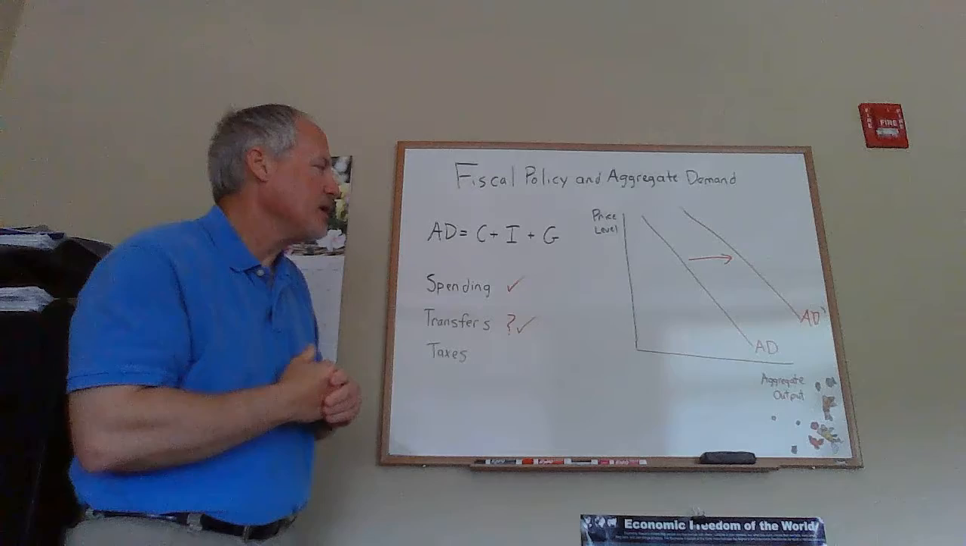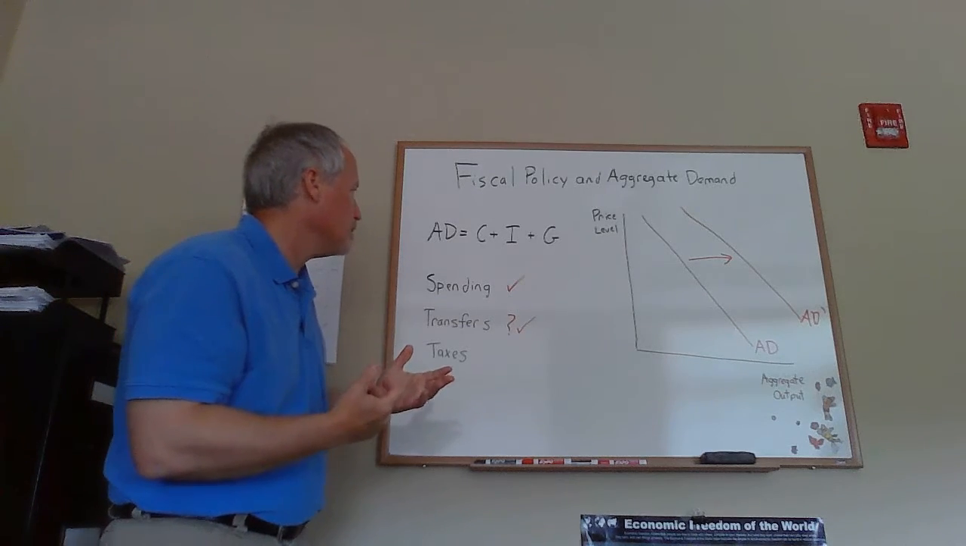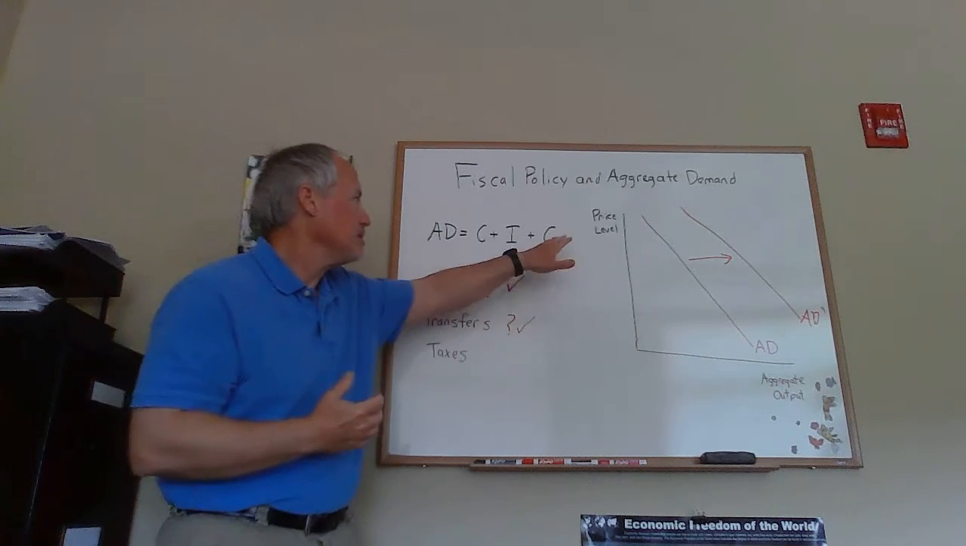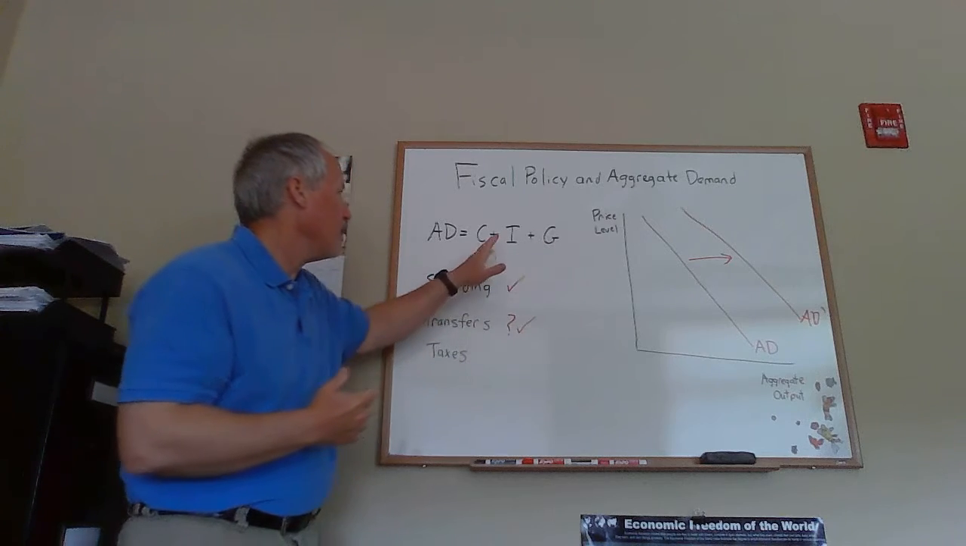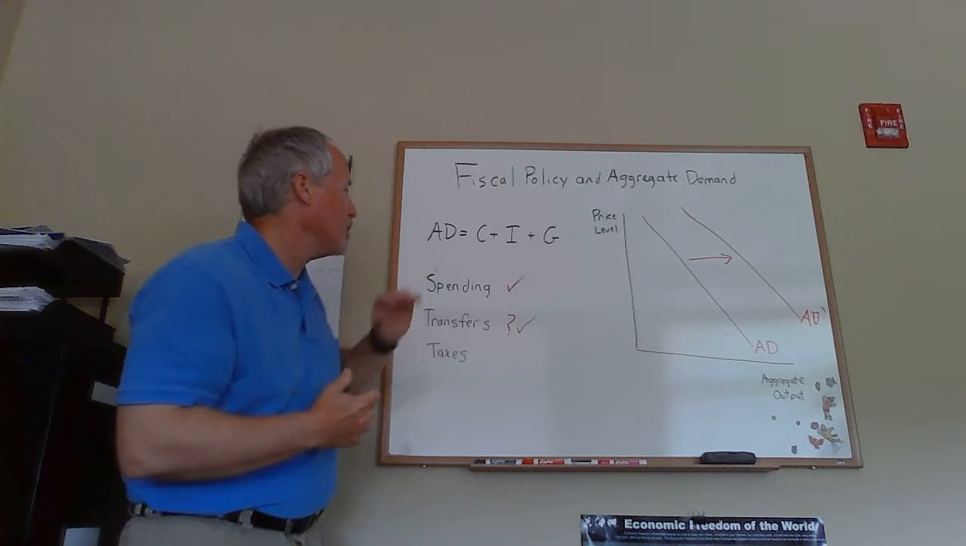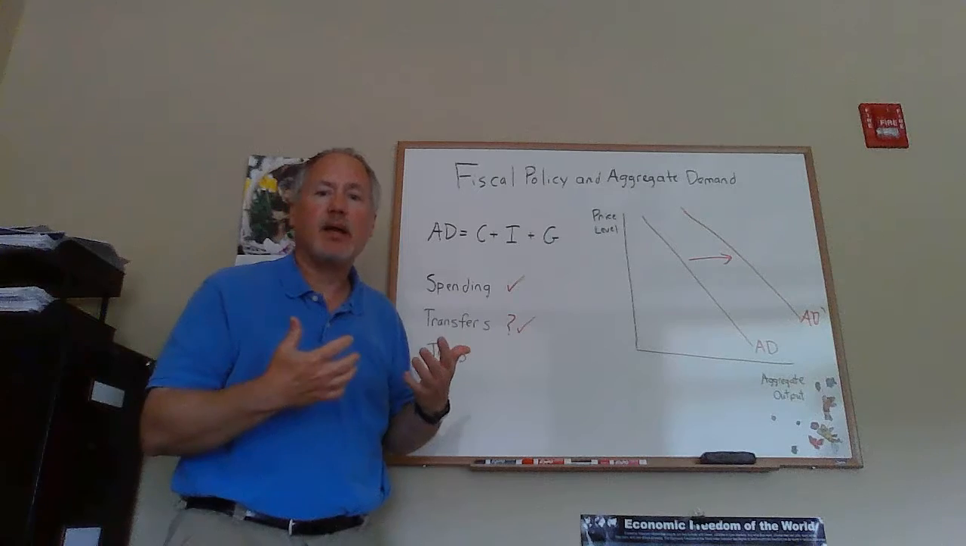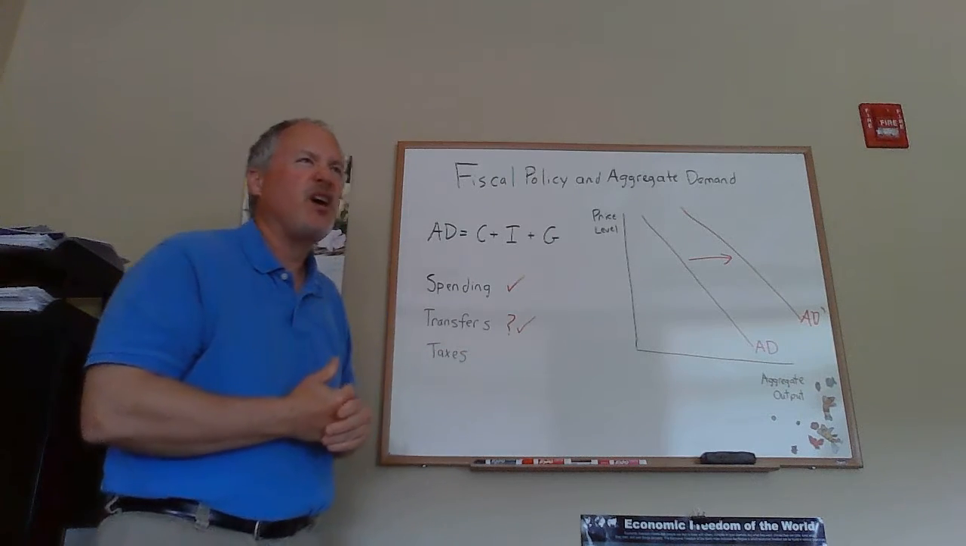Then the third thing that government could do would be taxes. Taxes would not be affecting G, but what they could end up doing is affecting either C or I, depending on which taxes would be cut.